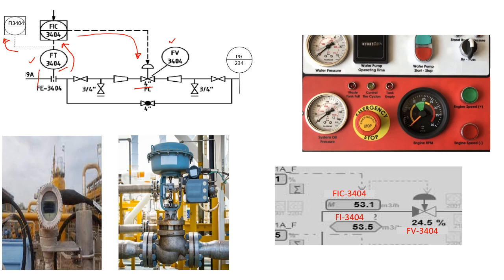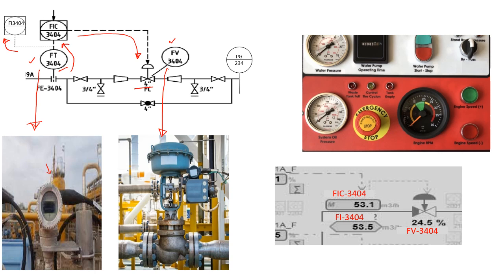This FT, physically in the field, will look like this, right? There is a physical FT here. And similarly, the FV will look like this. This is a control valve, right? The control valve is field mounted. Now, if you see this FIC, this is within a box, right? So FIC is actually denoting the graphics, and you can see it in the graphics.